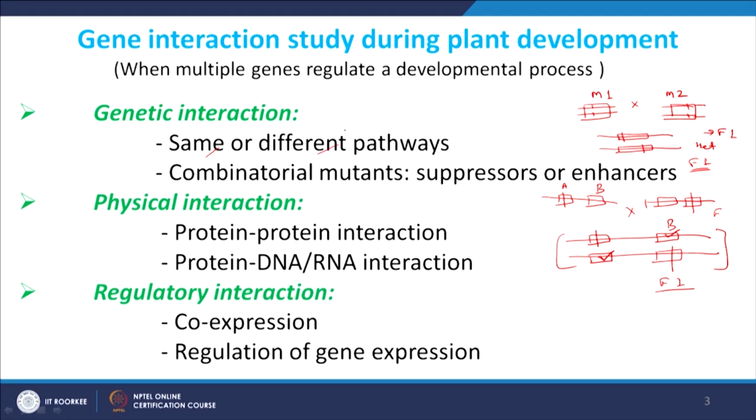This we can solve by performing genetic analysis. How can you do it? You can make combinatorial mutants. You can combine the mutants and look at the phenotype. We'll see an example. Another thing you can do is identify suppressors or enhancers of the mutants.